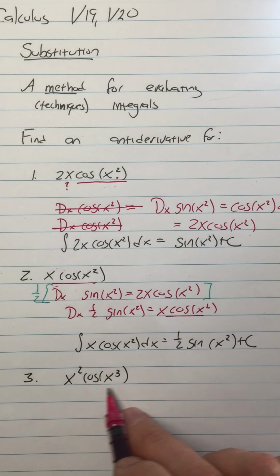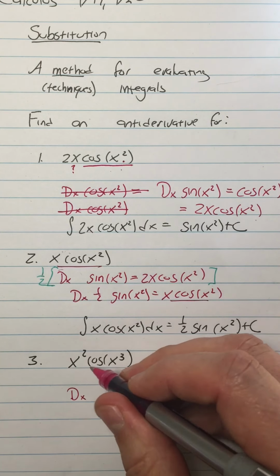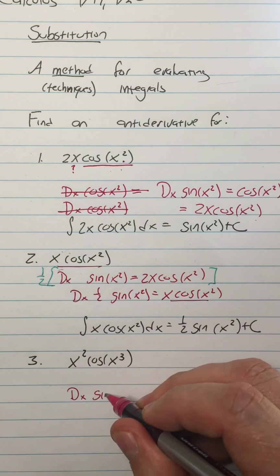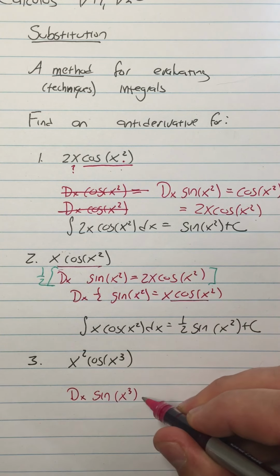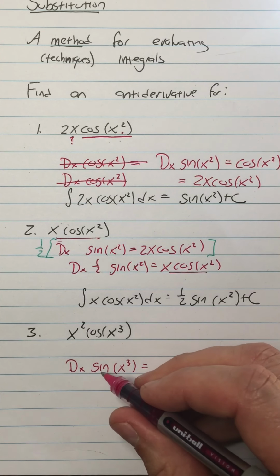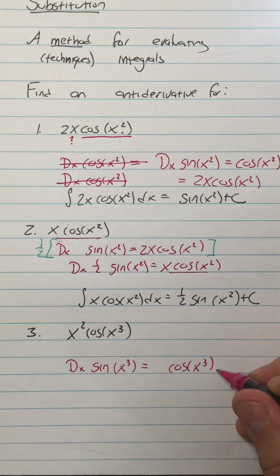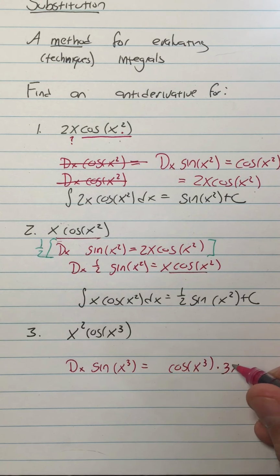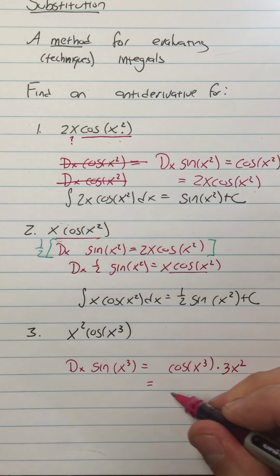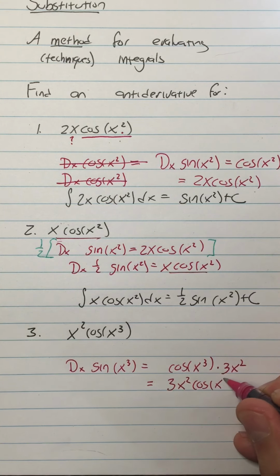So let's think about this one the same way. Again, I'll think of the antiderivative of cosine as sine, and I'll just keep the inside function the same. What would that derivative be? Well, the derivative of the outside function is cosine, keep the inside function the same, times the derivative of the inside function, which is 3x squared. So that derivative is 3x squared cosine of x cubed.